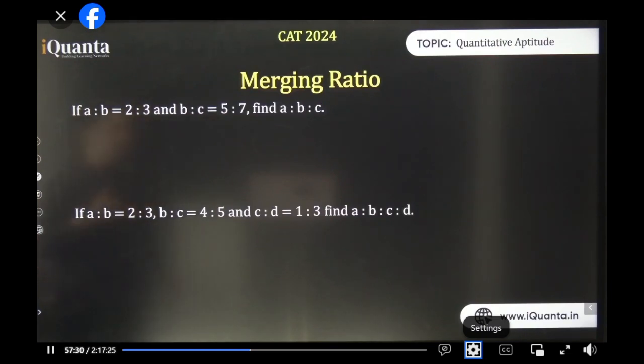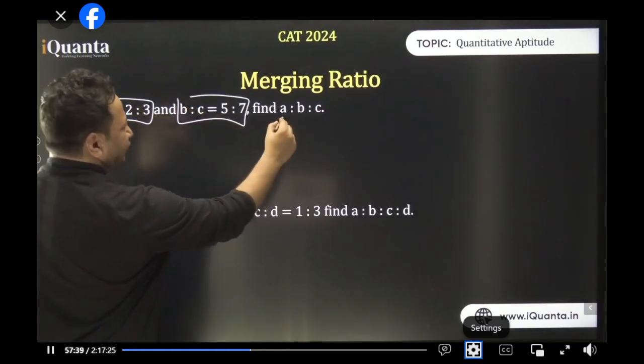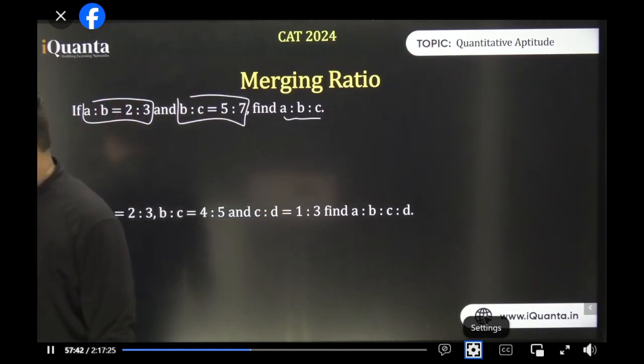Okay, now merging ratio is a concept. See, it's given that A is to B is equal to 2 is to 3, and B is to C is given as 5 is to 7. You find the value of A is to B is to C. Try to find it out, all of you.